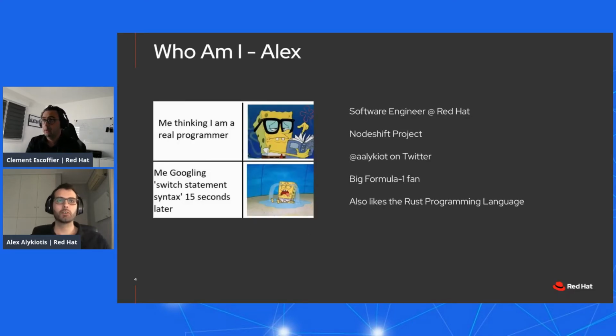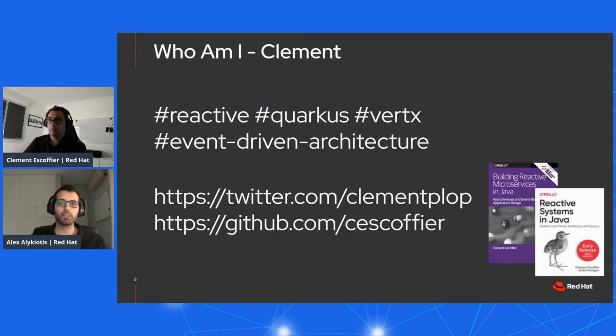Yeah, thank you, Clement. Hello, everyone. My name is Alykiotis, and I'm a software engineer at Red Hat. I work in the Nodeshift project, where we do cool stuff with Node.js around OpenShift, which is a Red Hat Kubernetes flavor. If you're interested, look us up at nodeshift.dev. You can find me on Twitter at @Alykiotis, and some totally random facts about myself. I'm a massive Formula 1 fan, and apart from JavaScript, in my free time, I really like to play around with the Rust programming language. That's me, really. Clement, do you want to take over?